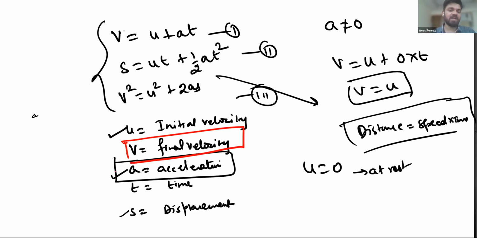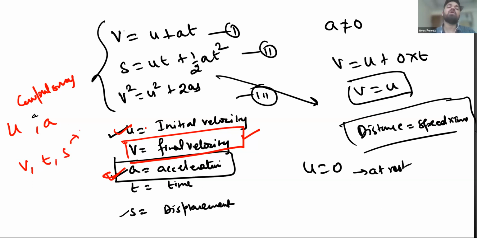Okay, like this. These two are compulsory, this and this. So either this may be given, or this may also be given, or this. And the fourth one will be asked to calculate. Out of the five, two are compulsory, that is, U and A will be given. Okay, and for the next one, either V, or T, or S may also be given.